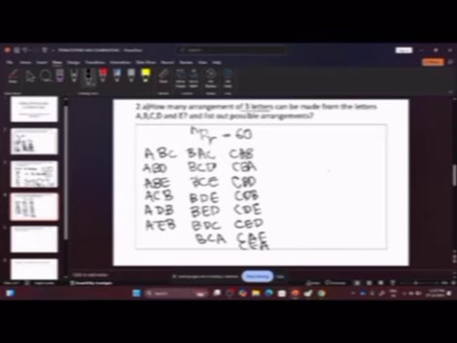Now we can start with D. This one we can also write CBE and CEB. Okay, I know it's tough for you, but we can start with D then. DAB. DBA.